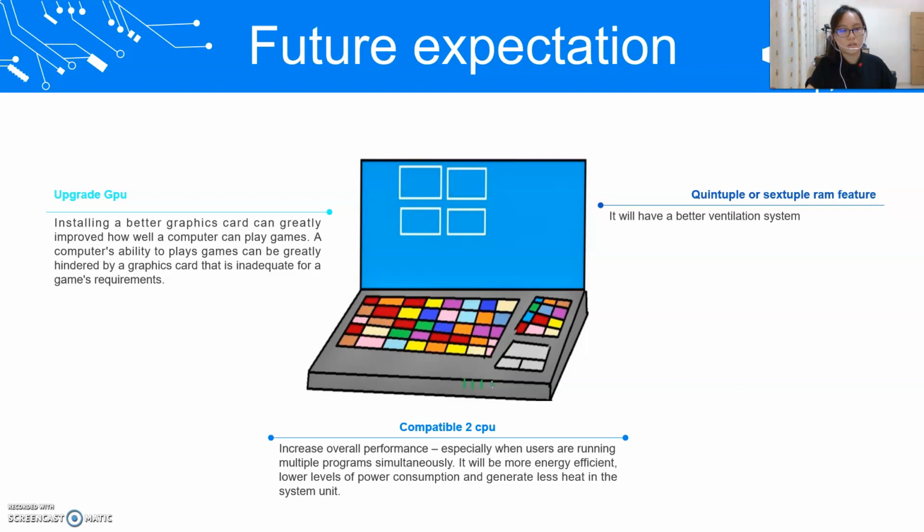And the last future expectation is we want a more compatible CPU. This increases overall performance, especially when users are running multiple programs simultaneously. It will be more energy efficient, with lower levels of power consumption, and generate less heat in the system unit.